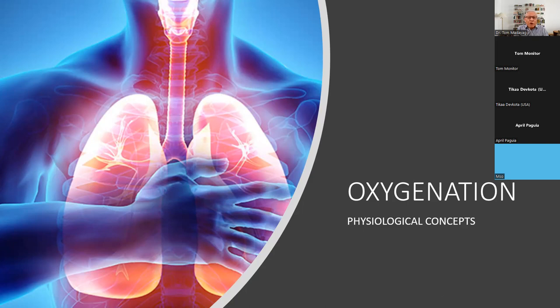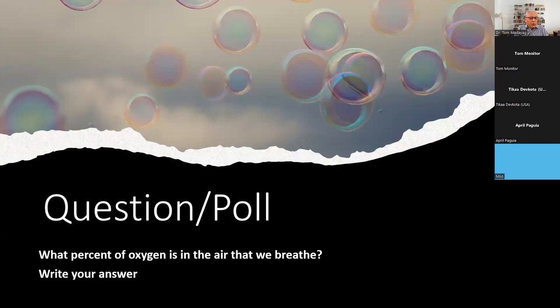Before we proceed, I wanted to ask you, what percent of oxygen is in the air that we breathe? All right. So everyone is saying that it is 21%. In actuality, the accurate percentage of oxygen in the atmosphere is 20.88%. But nonetheless, it is 21%.